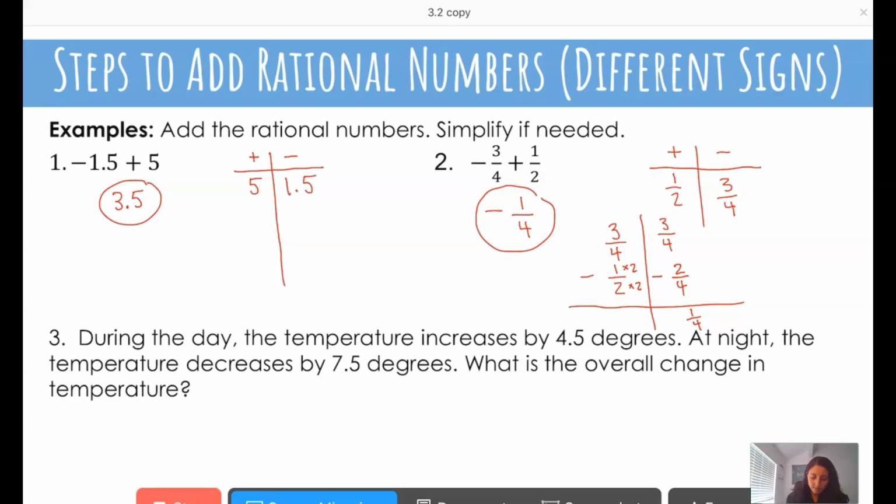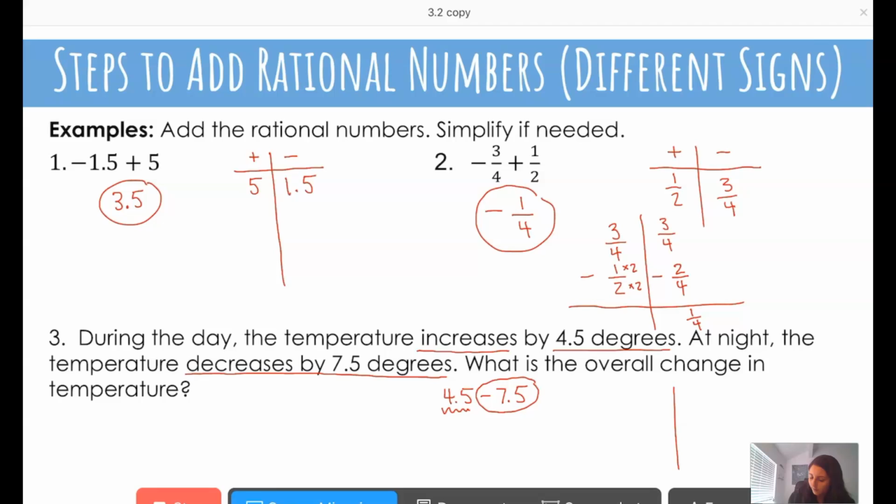Number 3 is a word problem. It says, during the day, the temperature increases by 4.5 degrees. At night, the temperature decreases by 7.5 degrees. What is the overall change in temperature? So we increased 4.5, so that's positive. And then we decreased by 7.5. So we have positive 4.5 and then negative 7.5.